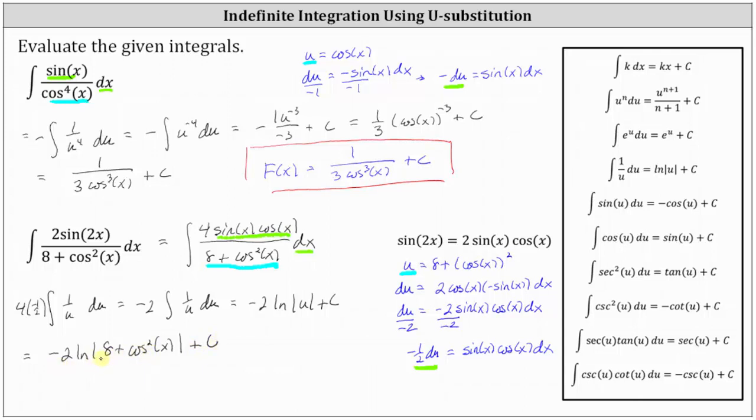We can actually also drop the absolute value here because cosine squared x is always positive and 8 is also positive, which means we can write big F of x as big F of x equals negative 2 times natural log of just the quantity 8 plus cosine squared x plus c. It's not wrong to leave the absolute value, but in this case it's not required.